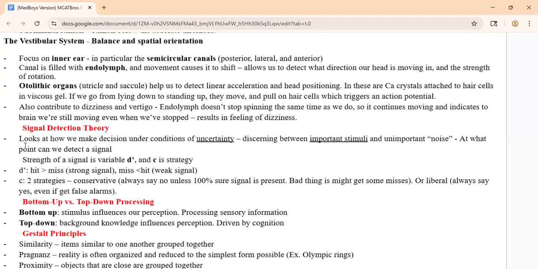So we're talking about the vestibular system. When we're talking about the vestibular system, one thing that is important to know is the endolymph. The endolymph basically allows us to detect direction when our head is moving. Otolithic organs help detect linear acceleration and head position.